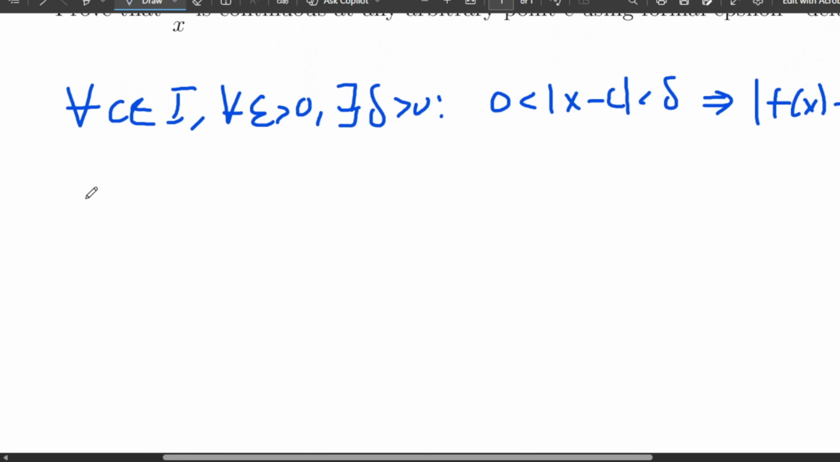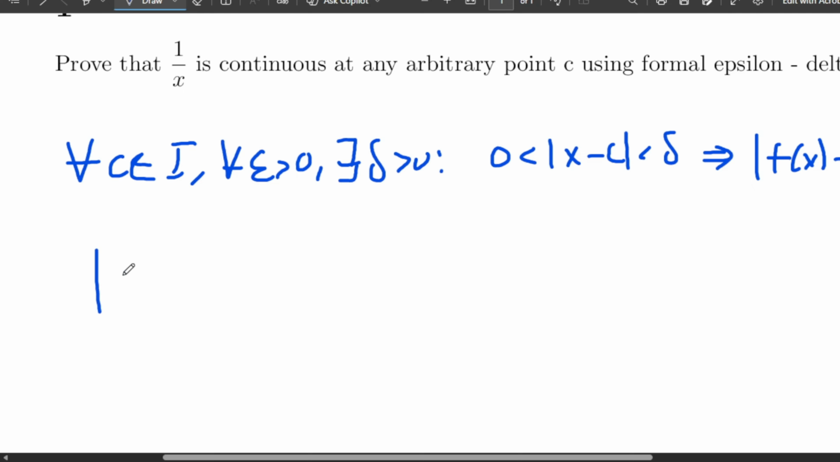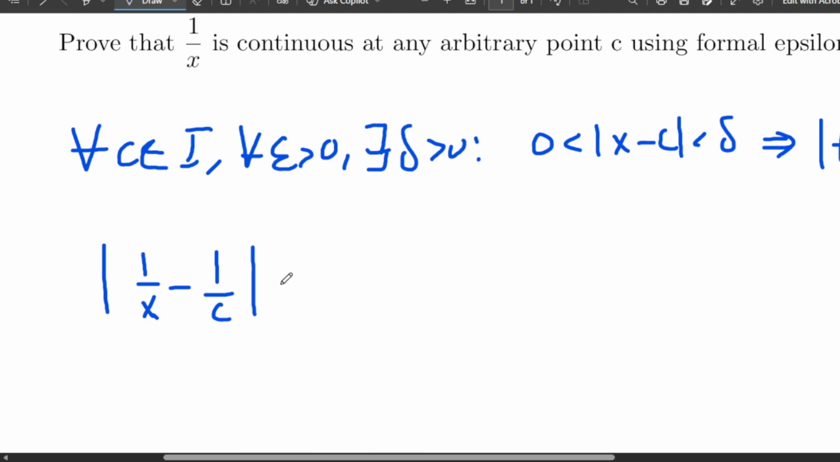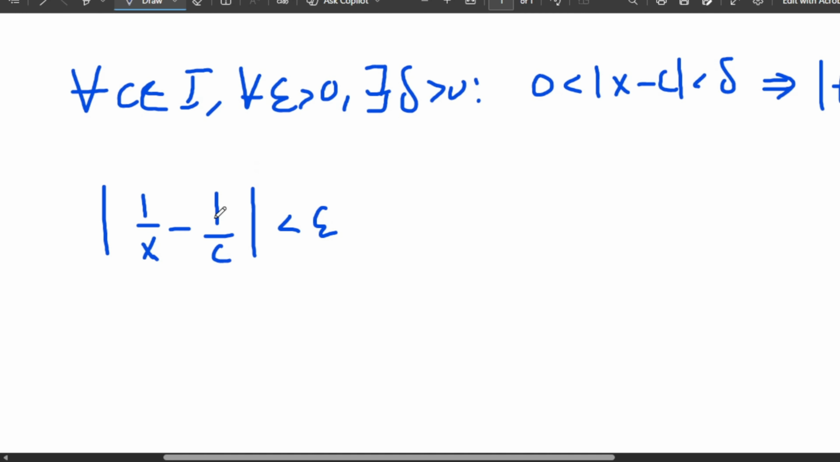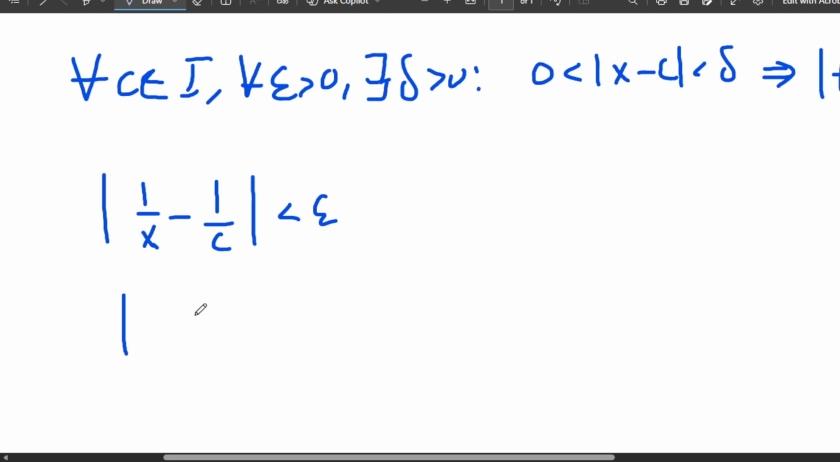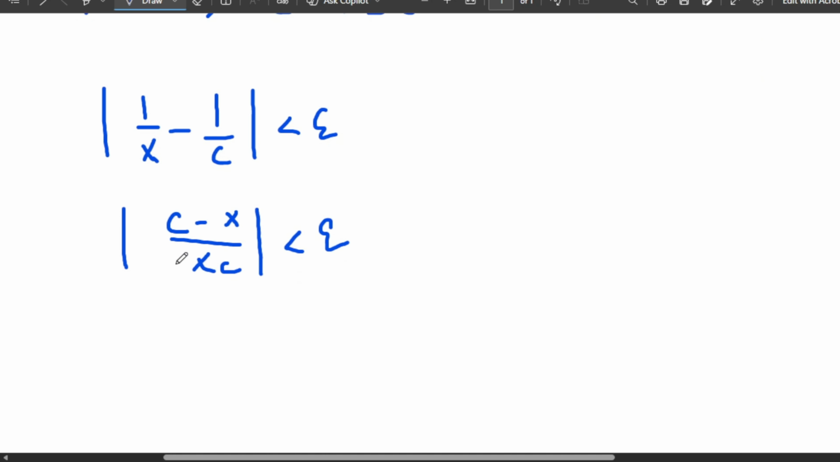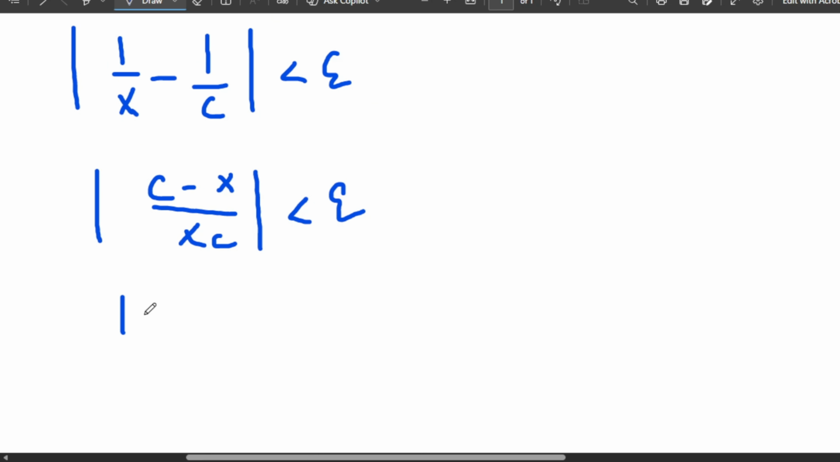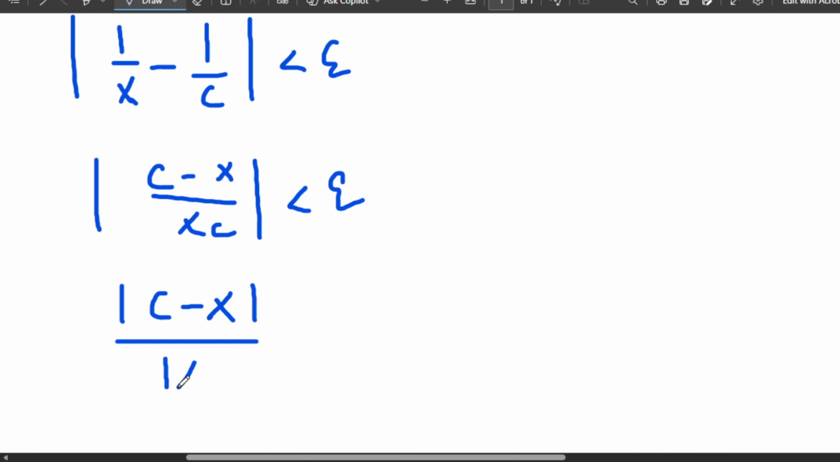To do that, first we have our function f(x) is 1 over x, right? So 1 over x minus f(c), which is 1 over c, must be less than our epsilon. So we cross multiply: |c minus x over xc| is less than epsilon. Well, we can make this into this form by the property of absolute values.